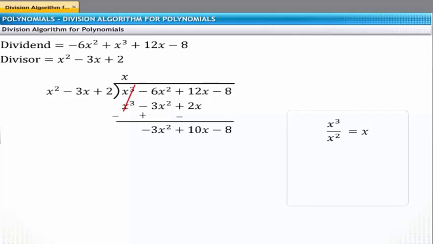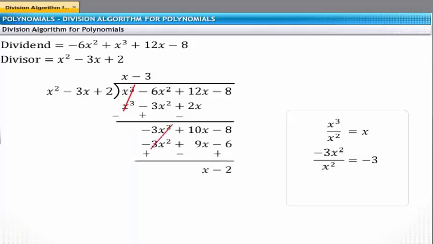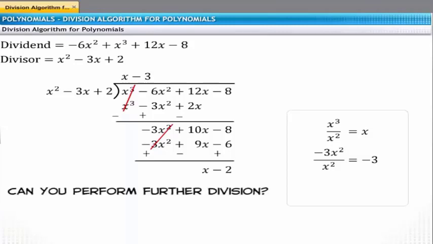To get the second term of the quotient, divide the first term minus 3x squared of the new dividend by the first term x squared of the divisor. So we get minus 3 as the second term of the quotient. Multiplying the divisor with the second term of the quotient and subtracting the product minus 3x squared plus 9x minus 6 from the dividend gives x minus 2 as the remainder. Now, x minus 2 is our new dividend and the divisor is x squared minus 3x plus 2. Can you perform further division?